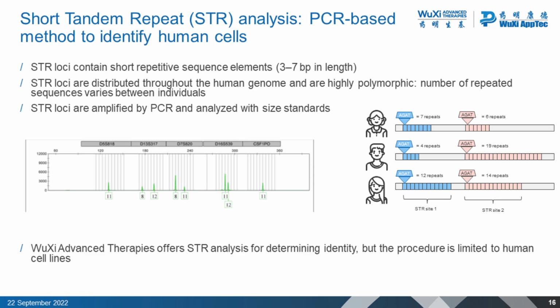To identify a specific cell line, we amplify 10 to 15 different STR sites. These STR sites are well defined. The loci are distributed throughout the human genome and are highly polymorphic. The loci are amplified by PCR and analyzed with size standards. Here is an example of what those loci look like and how many repeats those loci have. WuXi Advanced Therapies offers STR analysis for determining identity, but the procedure is limited to human cell lines only.